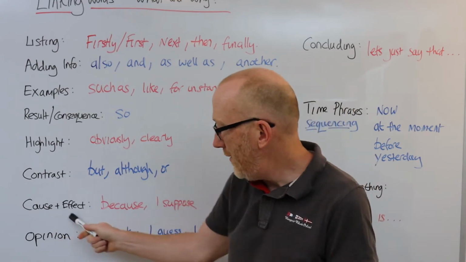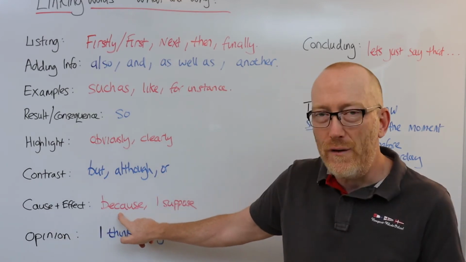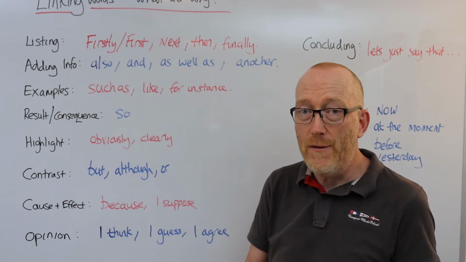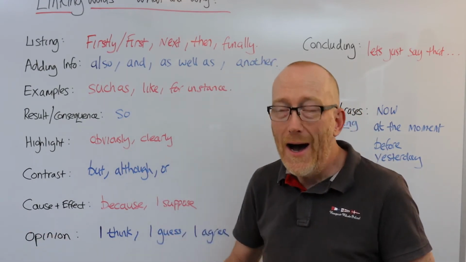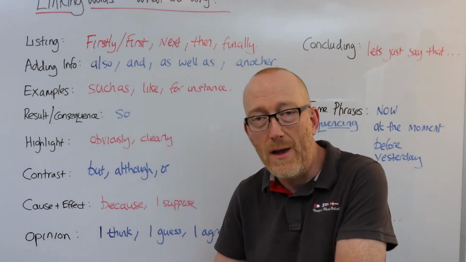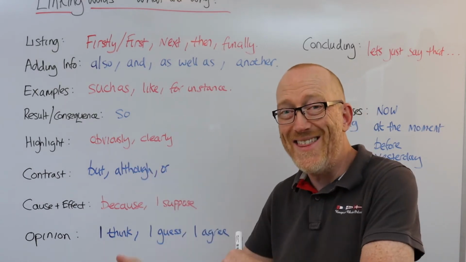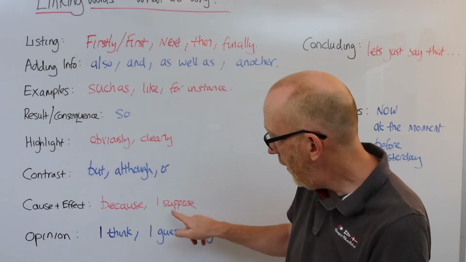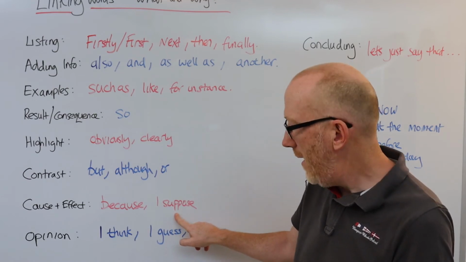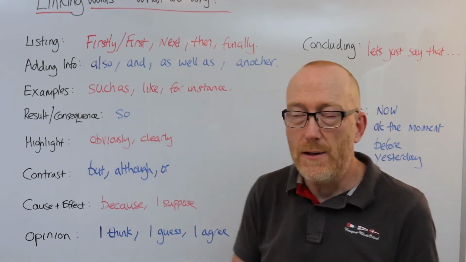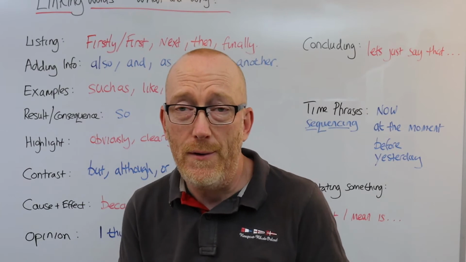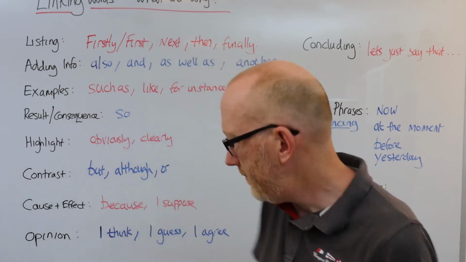To talk about the cause and effect, again, because. This happens because. I did that because this. Because you told me to do this, I did that. Because. But you can also use I suppose. Yeah? So why did something happen? I suppose it happened because this happened.